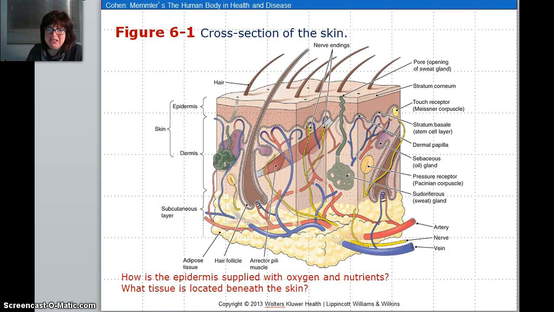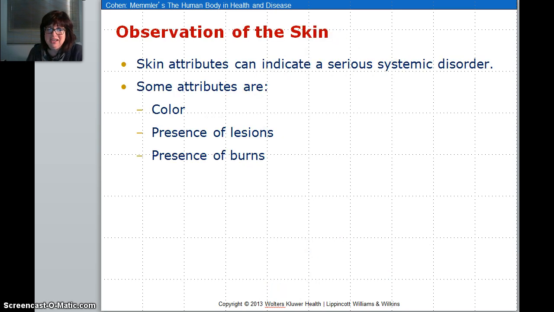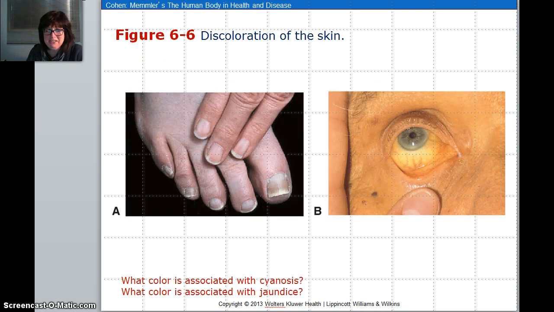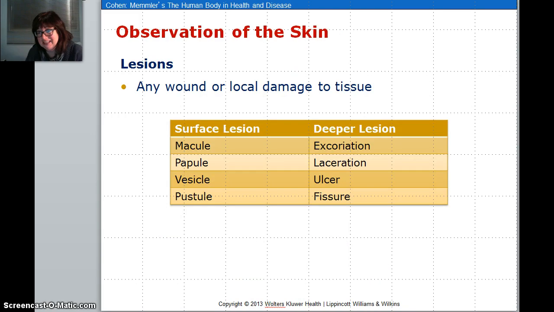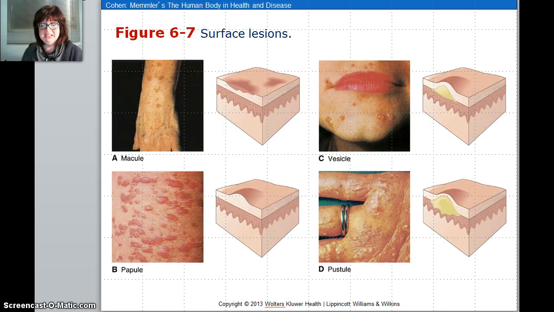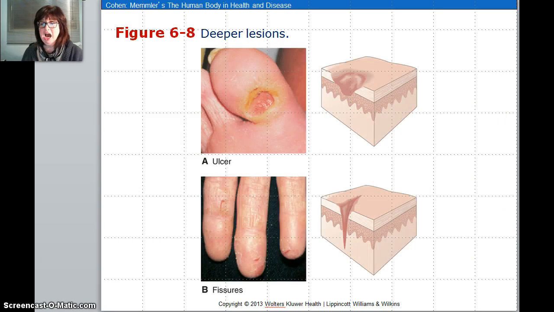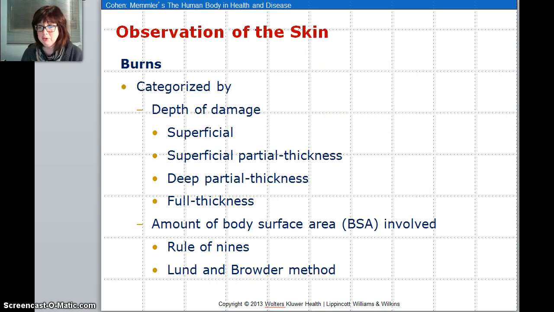When you look at diseases, you're looking usually for colors, lesions, and the presence of burns. Now, this unit's got some nasty stuff in it. Basically, a lesion is a wound, and it is named based on how deep it goes. And there's some nasty pictures. This is why I couldn't be a nurse. You guys are amazing to look at this. And burns are classified based on the depth and the amount of surface area.